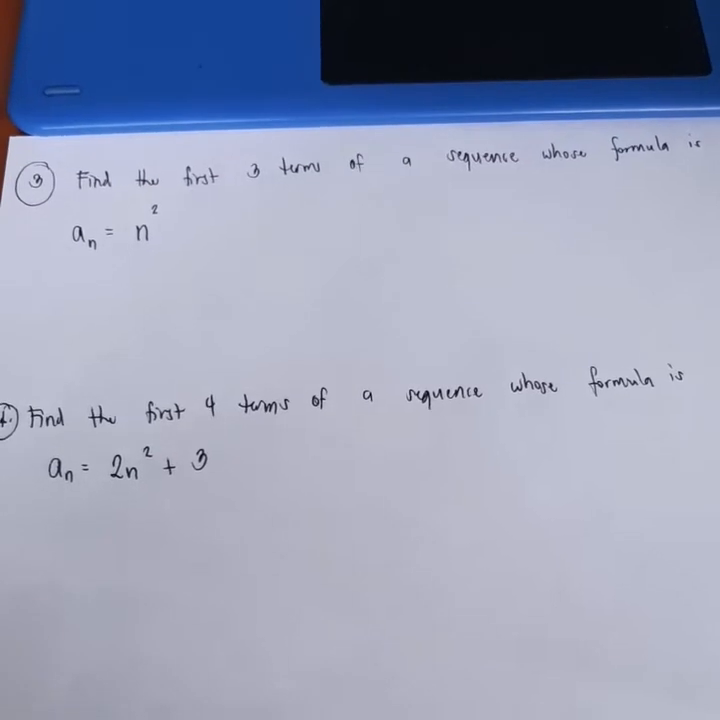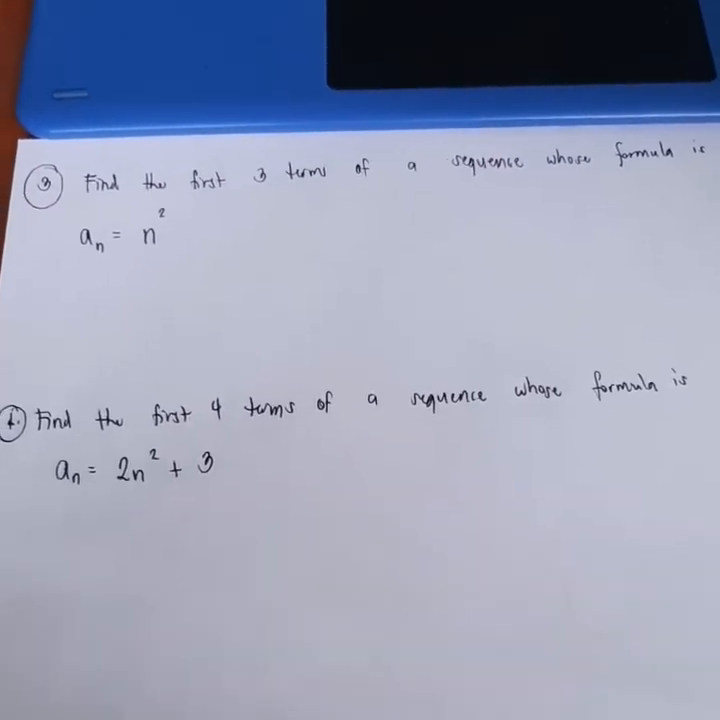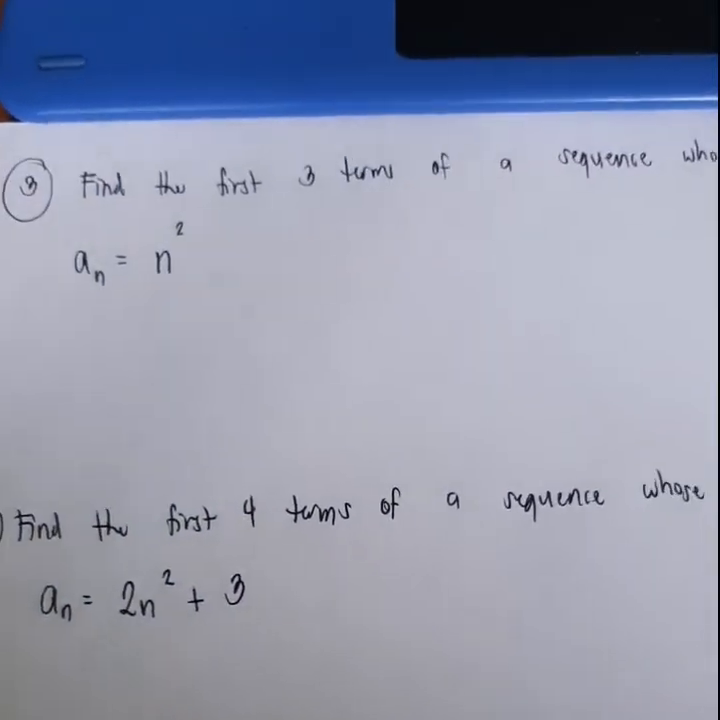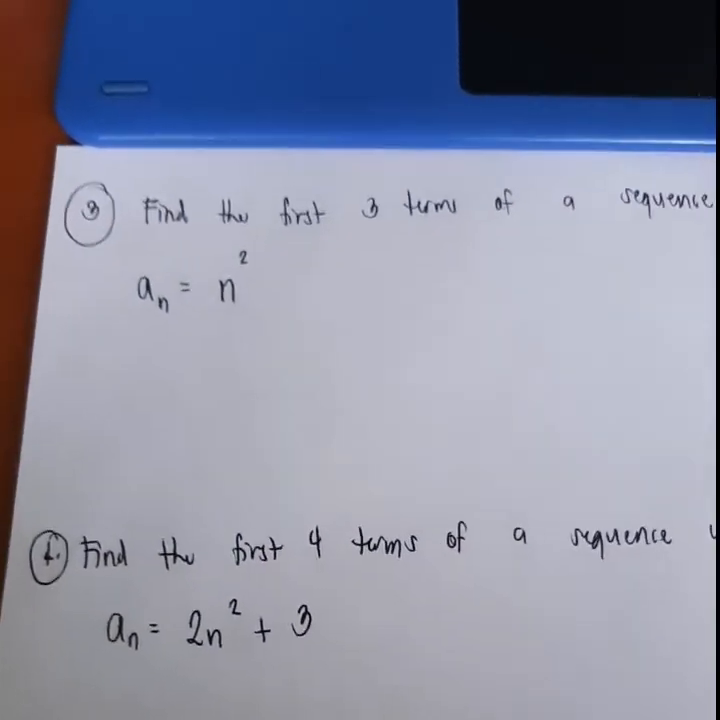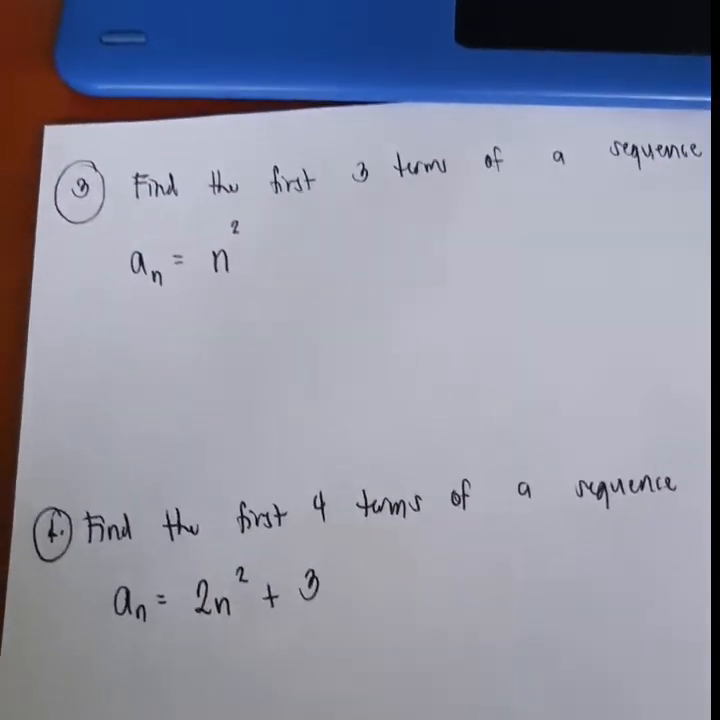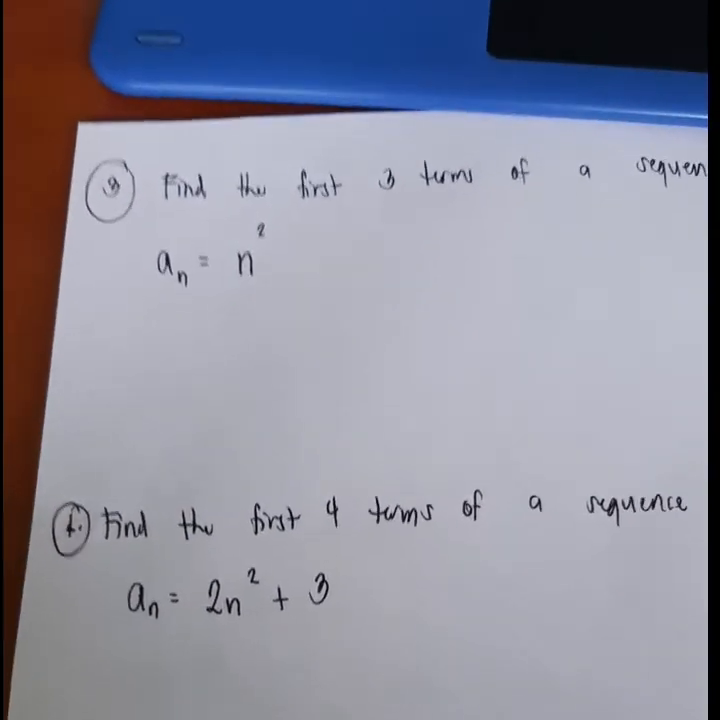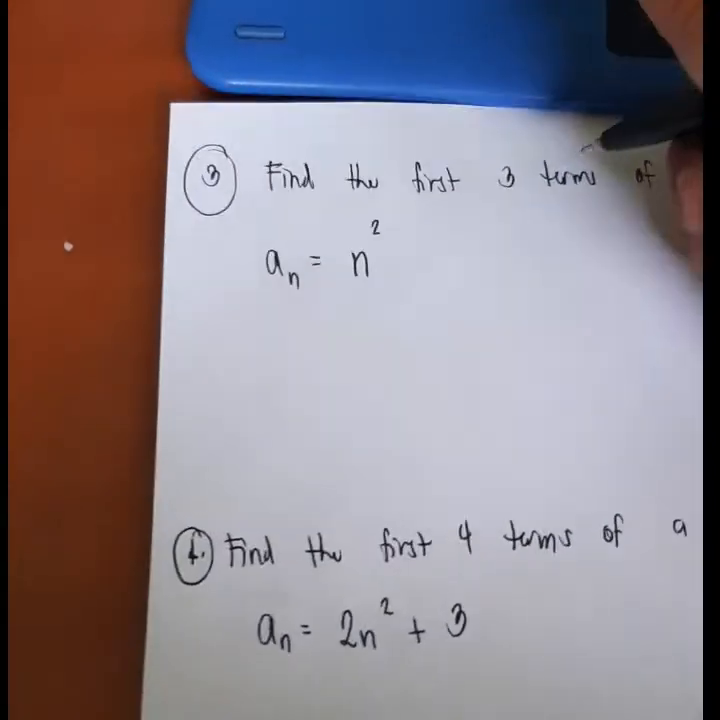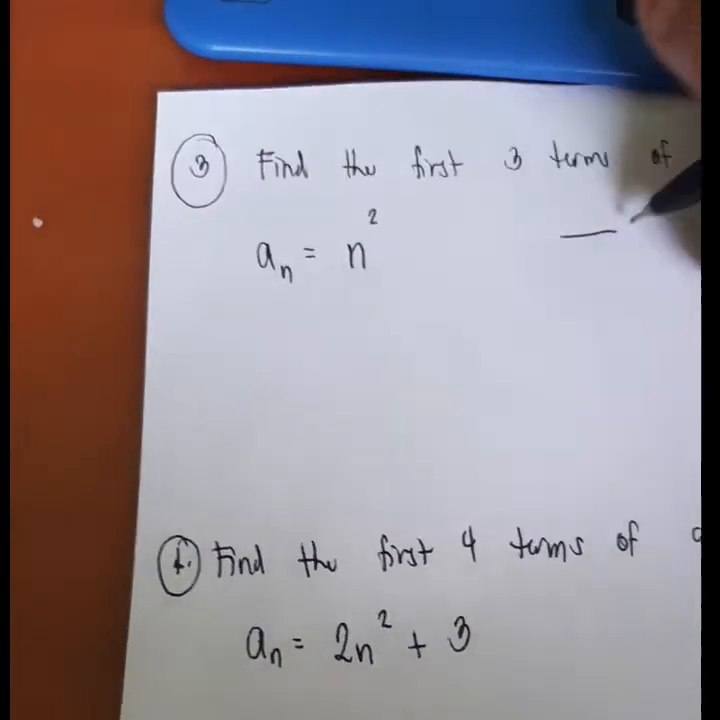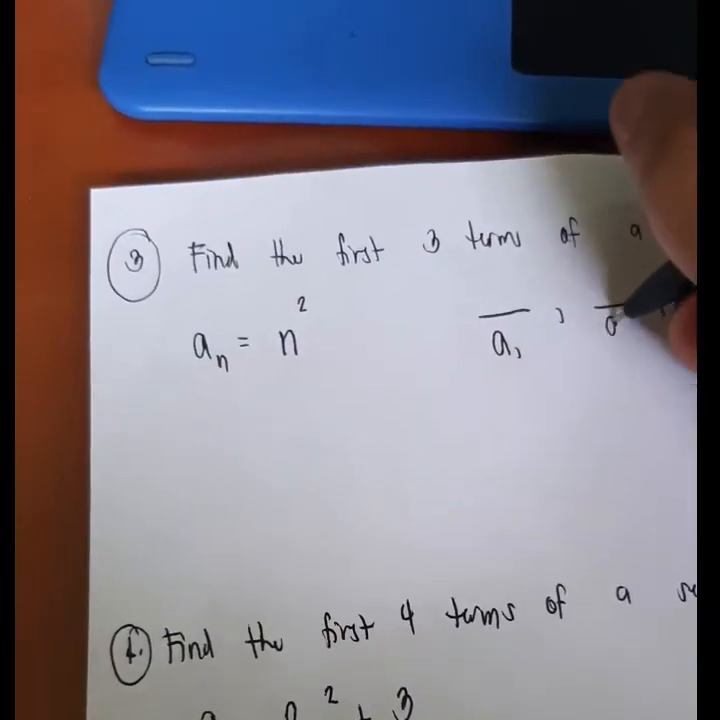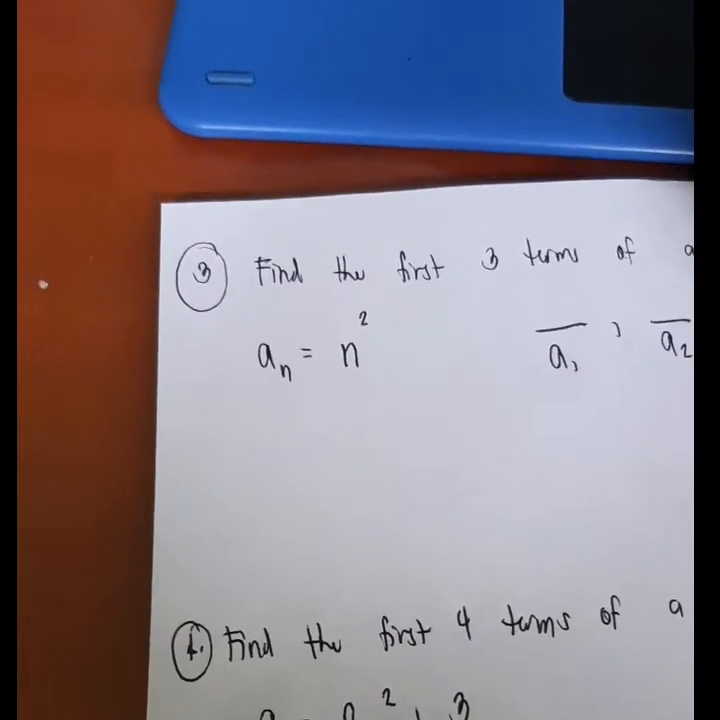So we're going to have number 3. What if we're going to find the first 3 terms of a sequence whose formula is a sub n is equal to n squared. Again, that is read as a sub n is equal to n squared, or it can be read also as n raised to 2. So yes, we are looking for the first 3 terms, so therefore we're going to have 3 blanks here. This will be your a sub 1, a sub 2, and your a sub 3.